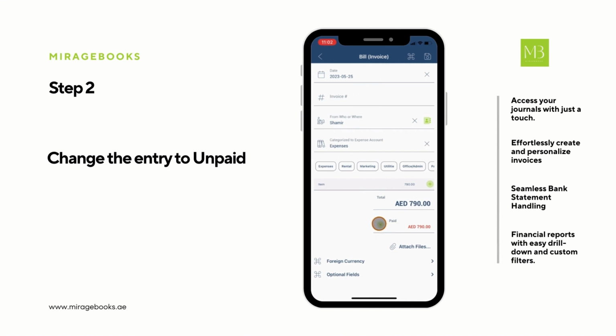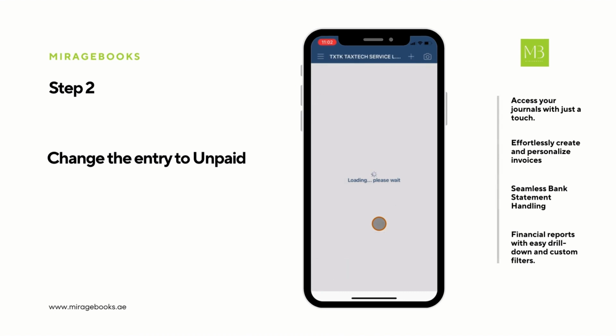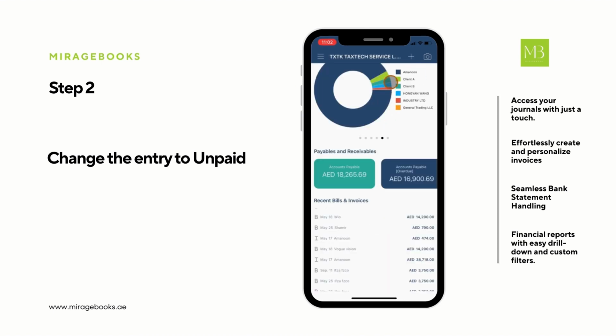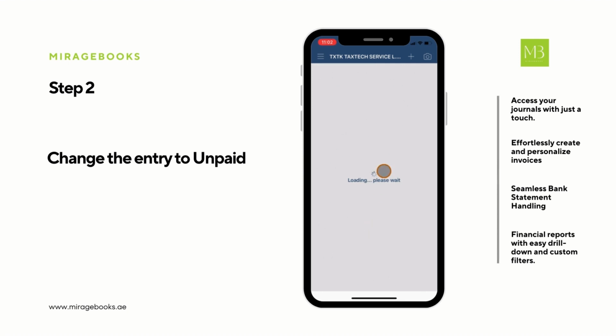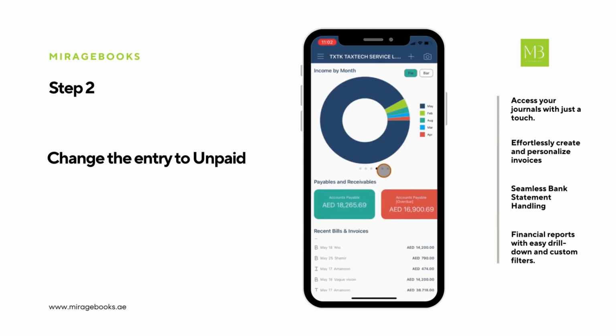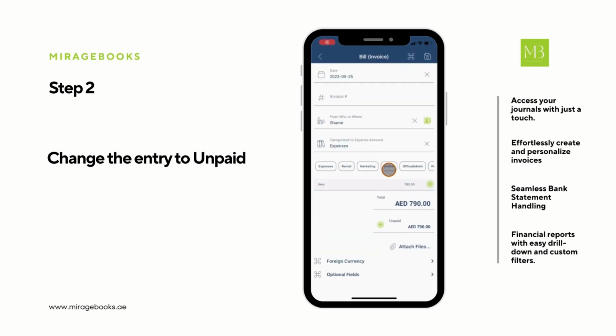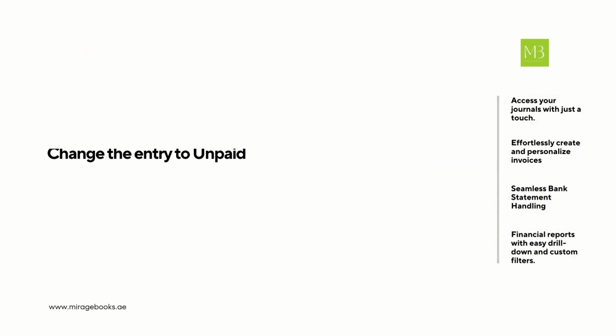Click on the green X button to modify the status. You will be brought back to the home page. Refresh the data by pulling the page down. Now the status has been changed to unpaid successfully. On the other hand, if the payment status is unpaid, like what we see here, there's no need to change the status. Just leave this field as it is.